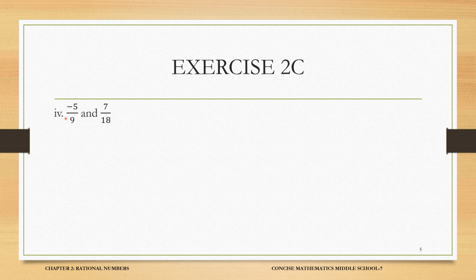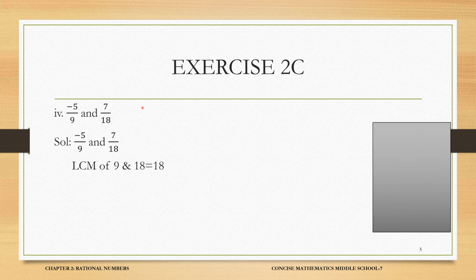Here is the fourth question. Minus 5 by 9 and 7 by 18. Even here the denominators are different. So what you need to do is just take the LCM of 9 and 18. It will be 18. How to do LCM is, in a rough work, just write 9 and 18. Always start dividing with the least number 2. 2, write down 9 as it is. 2 nines are 18. If this first number is not divisible with 2, I am writing it down as it is, and only divide the second one. So always start with the least number while doing LCM.